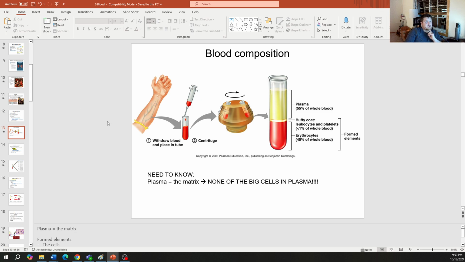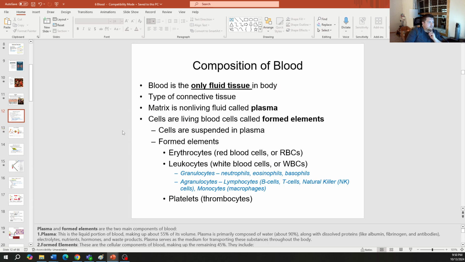Okay, plasma is mostly water. We'll see that in a little bit. And this is actually the process by which you can donate plasma as well. There's lots of good stuff within the plasma that people need, which is why it's often paid for donations. Okay, so the matrix is the plasma.